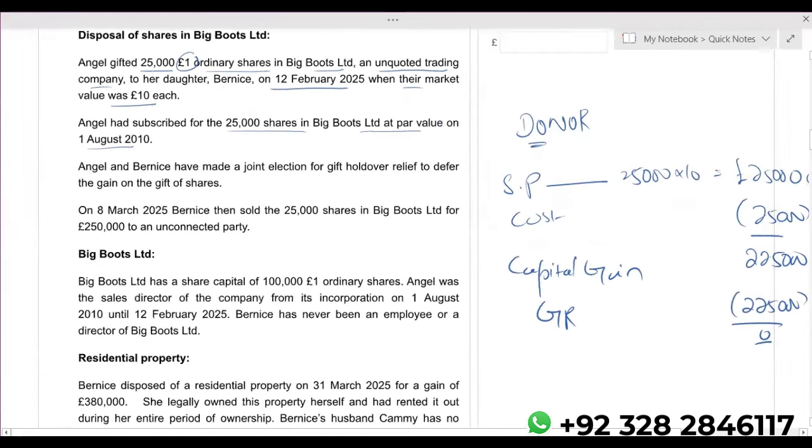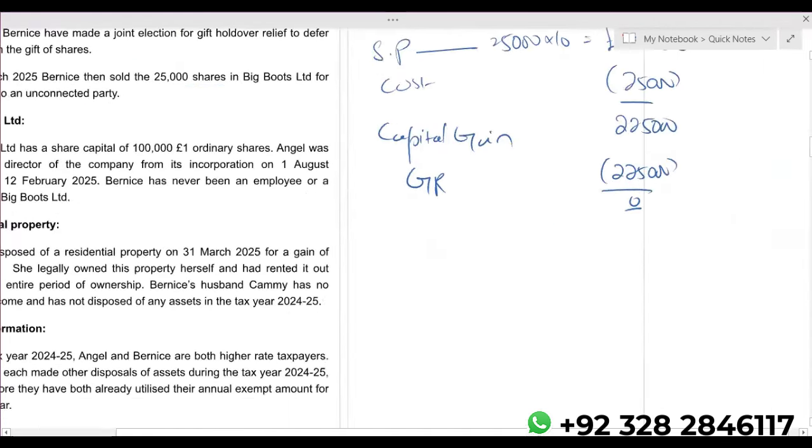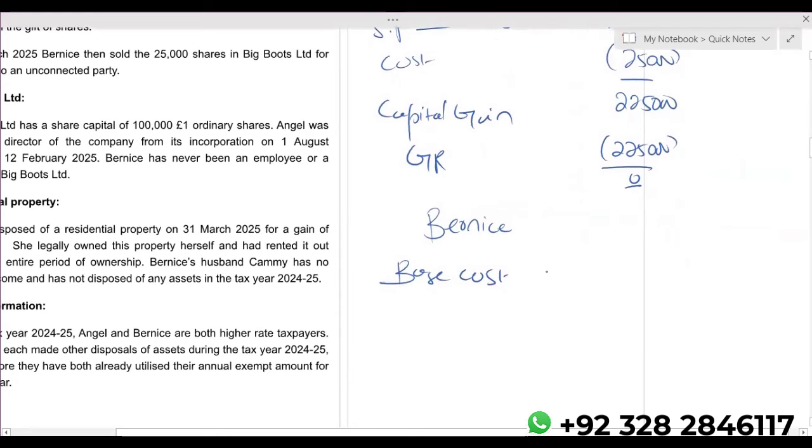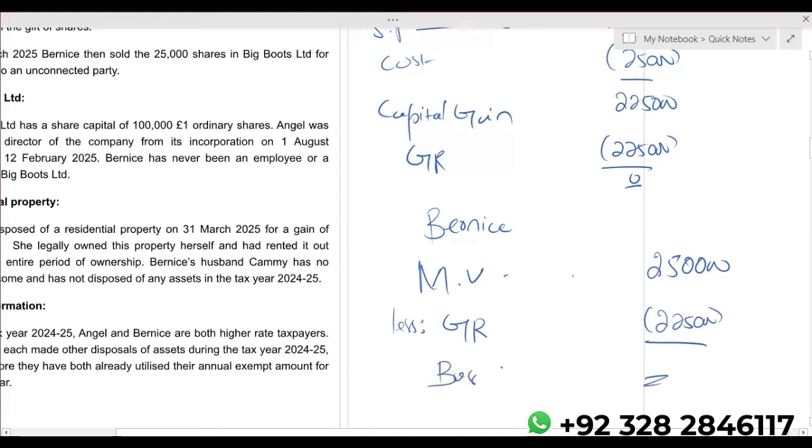Now the base cost for Bernice: the base cost is the market value, which is 250,000. From this 250,000, I will deduct the gift relief. Simply the market value for Bernice less the gift relief. Here comes the base cost for Bernice, which is 25,000.